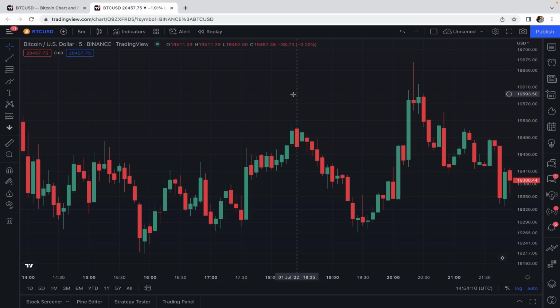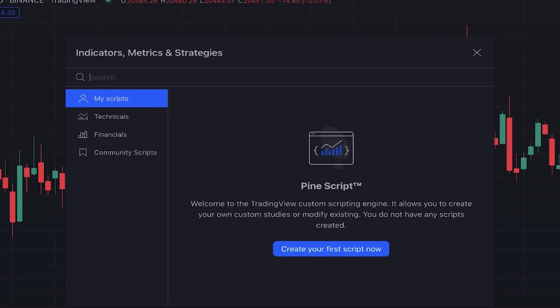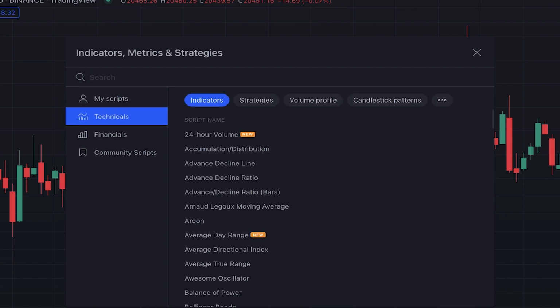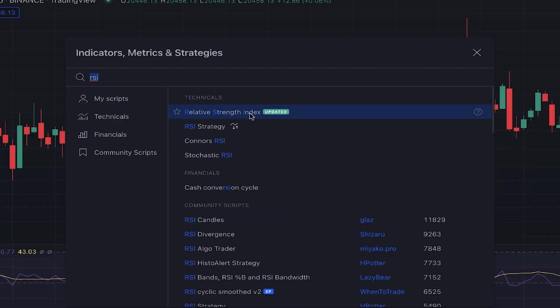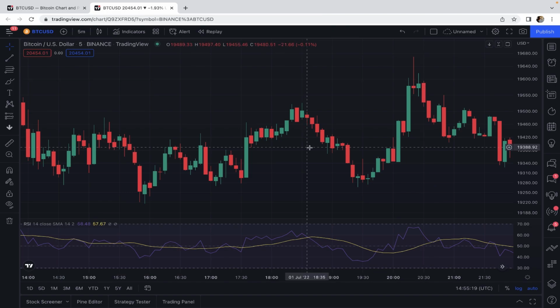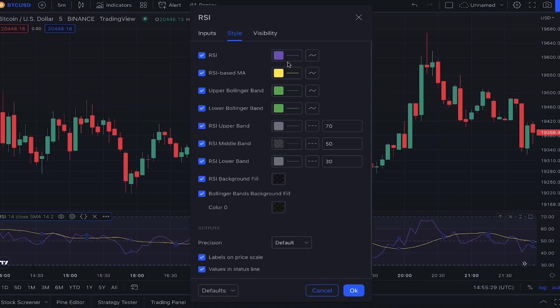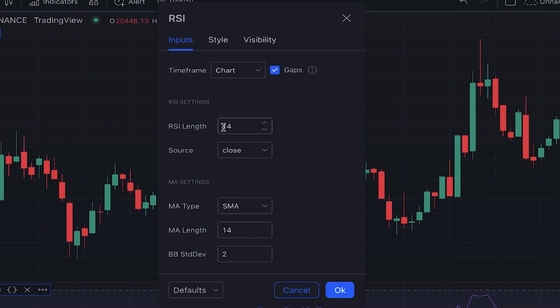For adding indicators, here we click on indicators and we simply search the name. The first one is RSI, this one. And for RSI, we must adjust its settings. Here in the inputs tab, for RSI length, we set it on 7, and that's it.